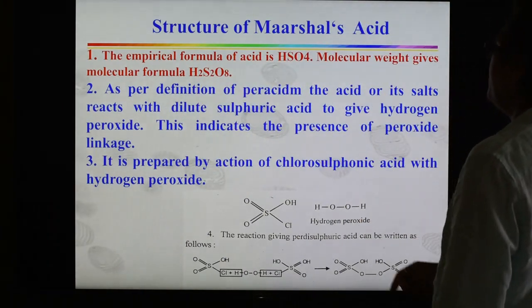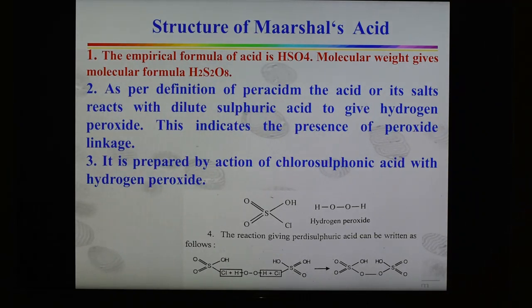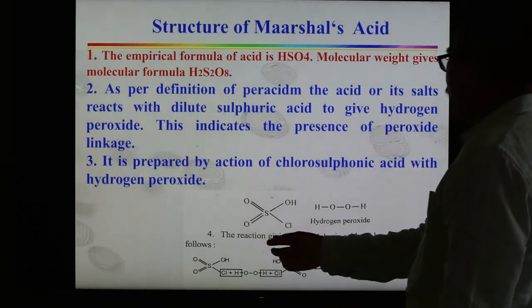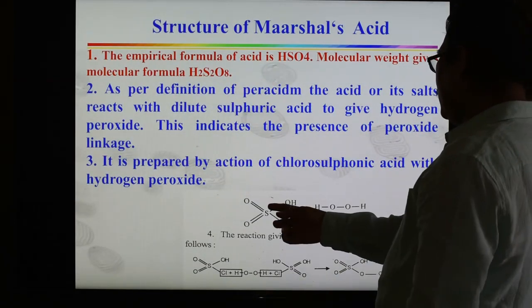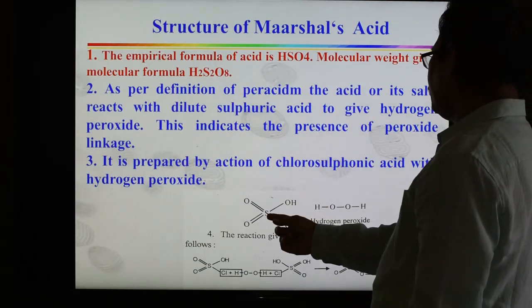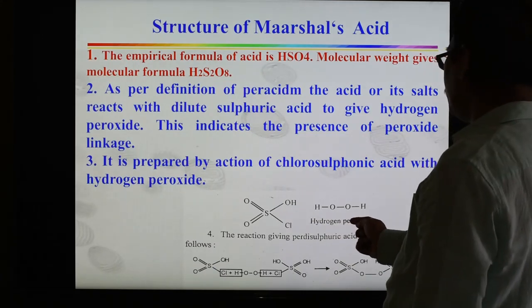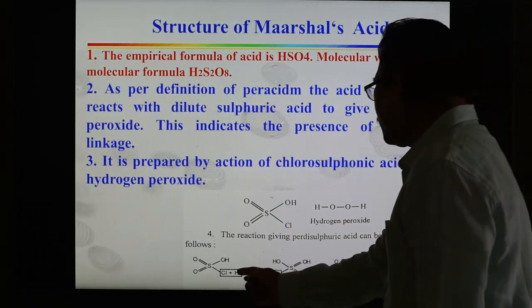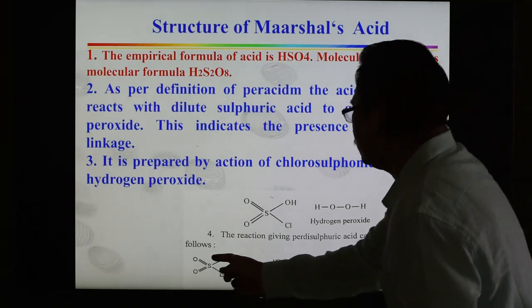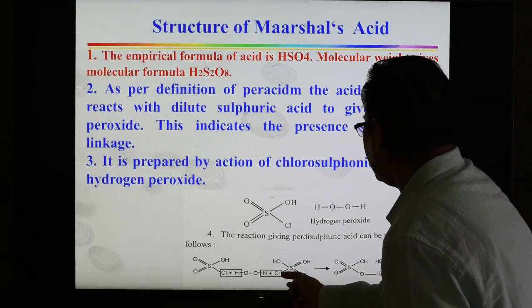As per the definition of per acid, this acid or its salt reacts with dilute sulfuric acid to form hydrogen peroxide. This indicates the presence of a peroxide linkage. It is also prepared by the action of chlorosulfuric acid with hydrogen peroxide, and this is another method of preparation of Marshall's acid. So this is chlorosulfuric acid and hydrogen peroxide, and the reaction gives HCl.